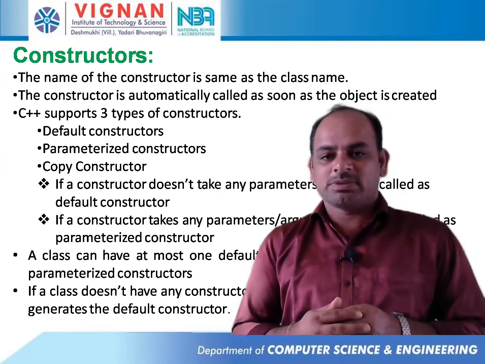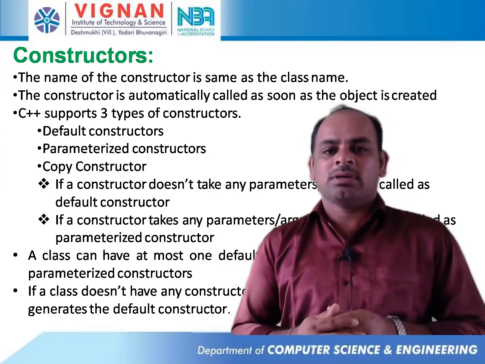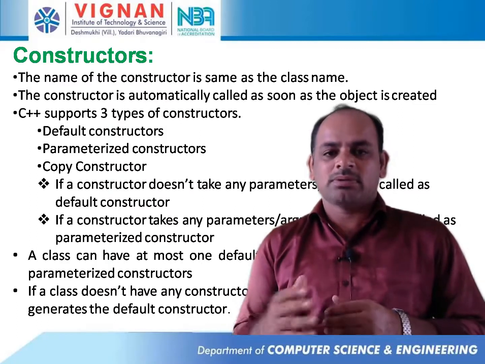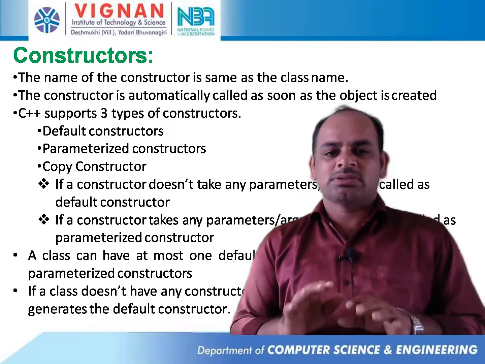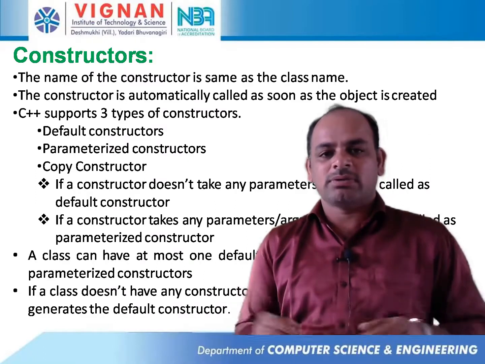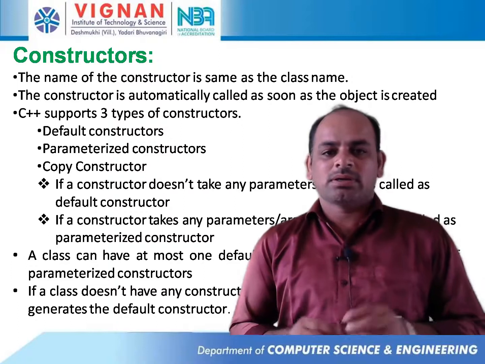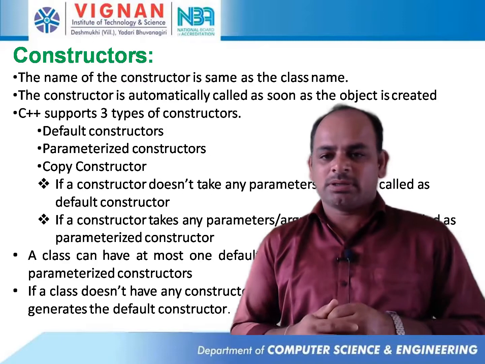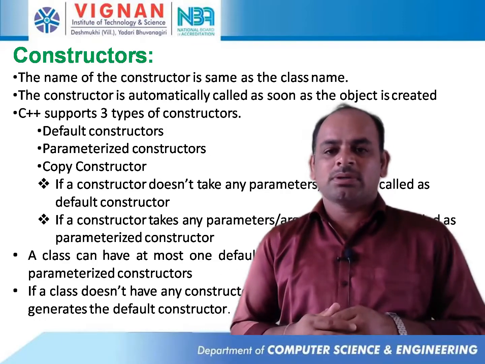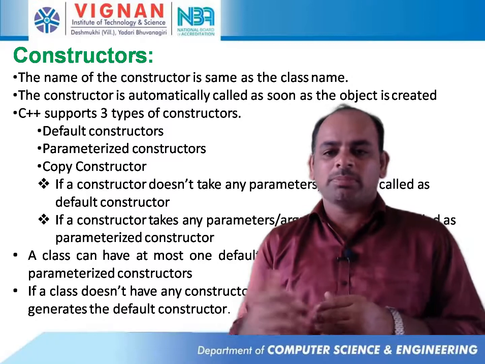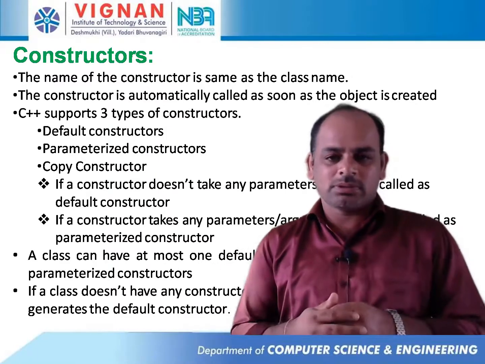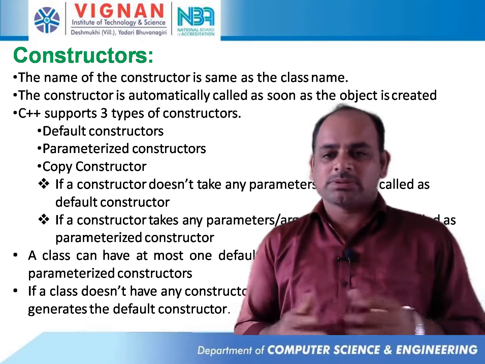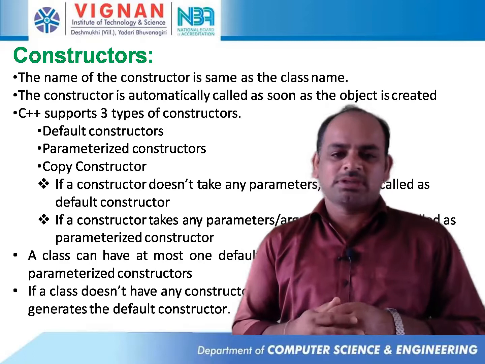So the basic differences between member functions and constructors are: the constructor name is the same as the class name, whereas for member functions you can give your own user defined name. Constructors don't have any return types, but functions will have return types. And constructors are called automatically when an object of that class is created. But for member functions, we need to create an object of that class, use the dot operator, and call the member functions of the class. So these are the basic differences.